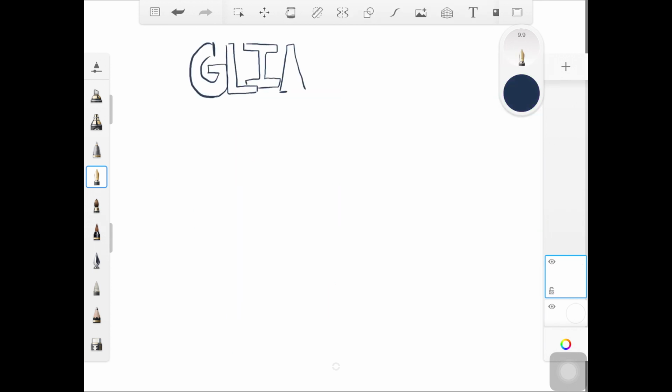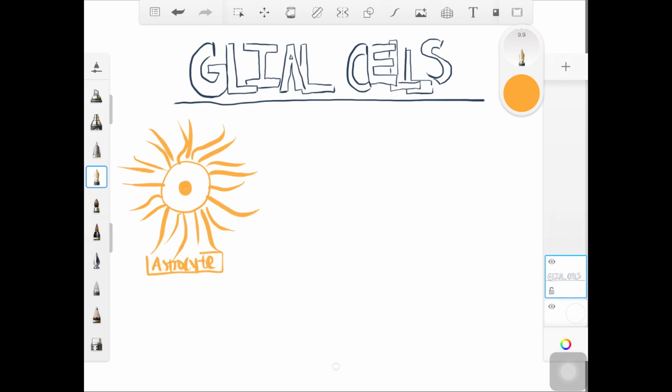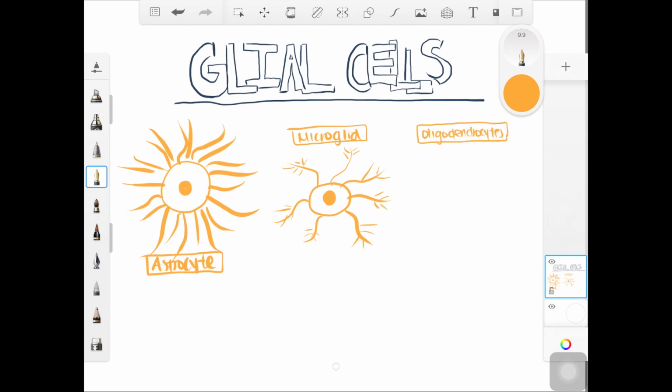Glial cells are the supporting cells of the nervous system. There are four types of glial cells: astrocytes, Schwann cells, oligodendrocytes, and microglia. Astrocytes are star-shaped and provide neuronal support and communication. They are also responsible for the neuron-blood chemical transfer.